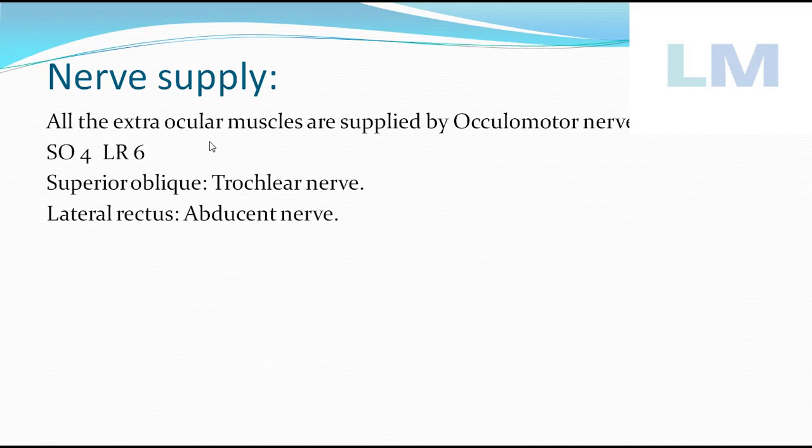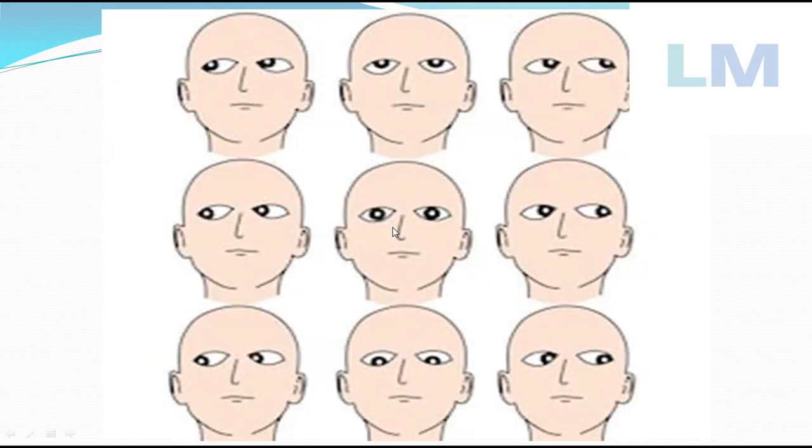So all the other extraocular muscles are supplied by the oculomotor nerve except these two muscles: superior oblique, SO4, fourth cranial nerve, which is the trochlear nerve; and LR6, lateral rectus, sixth cranial nerve, which is the abducent nerve. So kindly remember this statement. It will definitely fetch you more than enough marks and more than enough clinical points for diagnosis.